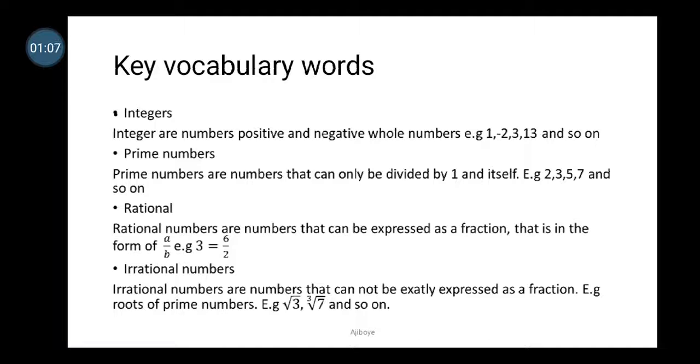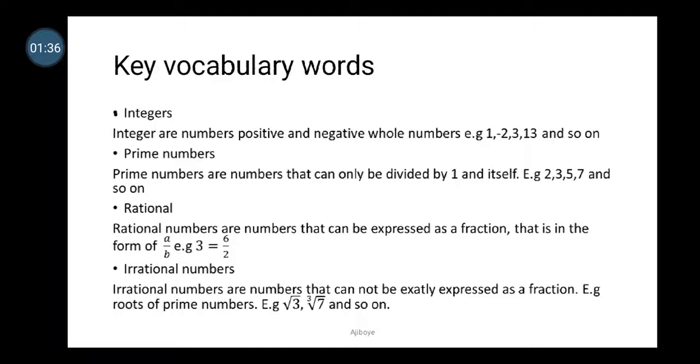Prime numbers. Prime numbers are numbers that can only be divided by 1 and itself. For example, 2, 3, 5, 7, all right? Yes, sometimes we can have odd numbers that are prime numbers, but not all odd numbers are prime numbers. But there are some prime numbers that are odd numbers, okay?